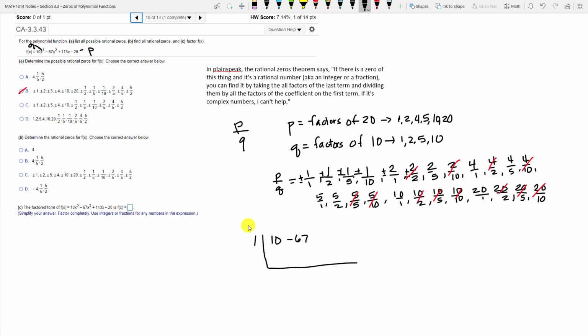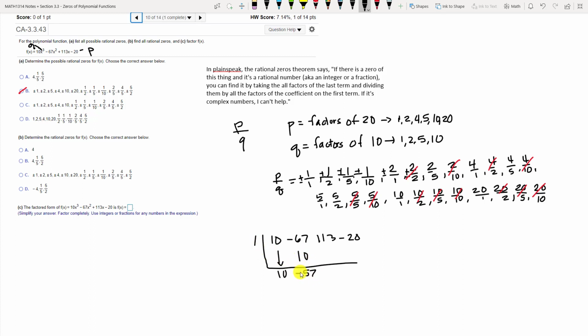So 10, negative 67, I'm picking these numbers here, 113, and then negative 20. And so what you do is you bring the first number straight down and rewrite it. Then you take this number on the outside times the 10 and write 10. And then you add those two numbers together and get negative 57.